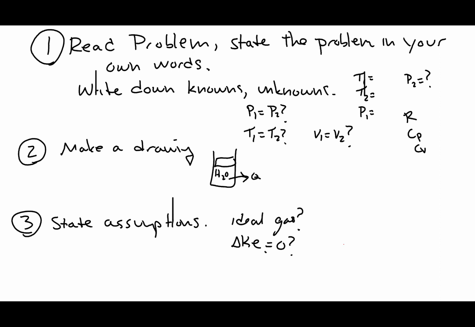Do you have a large elevation change? If not, your change in potential energy is equal to 0. Do you have a quasi-static process? So just write down all of your assumptions, and you want to make assumptions because, depending on what assumptions you make, it's going to make your problem easier to solve. So for instance, if you can assume that you have an ideal gas, you want to do that.